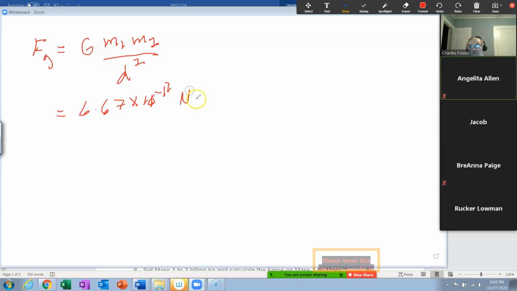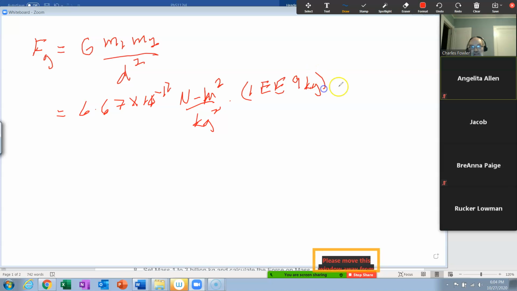Units were Newton meter squared per kilogram squared, times your mass 1, and that was 1 billion kilograms. 1,000 is 10 to the third, a million is 10 to the sixth, a billion is 10 to the ninth. So this would be 1 EE or EXP, whichever your calculator has, 10 to the ninth. Okay, that would be how many kilograms.